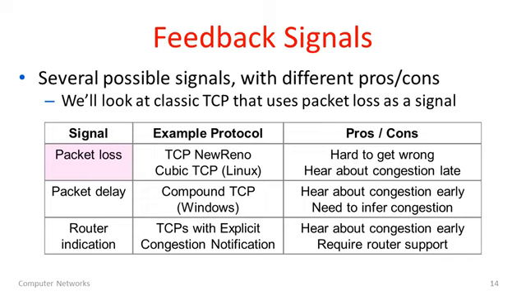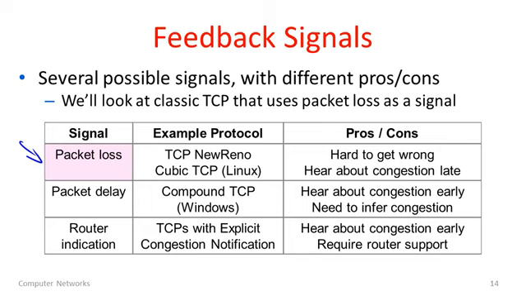Just to finish up this segment, I'll talk very briefly about feedback signals. We said the network gives you feedback, but I never really said what kind of feedback that was. Well, there are several different possible signals that you might use to get feedback from the network. They all have their different pros and cons. One of the signals you might use is simply packet loss. If packets are lost, that's really a signal from the network that it's congested because the queues are filled up. That's how packet loss occurs.